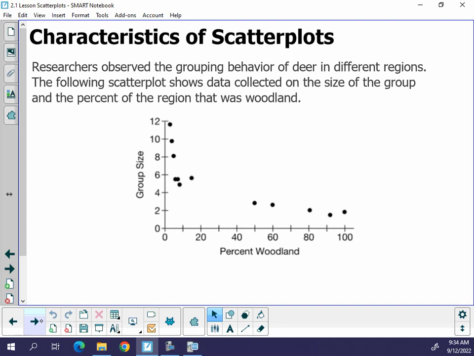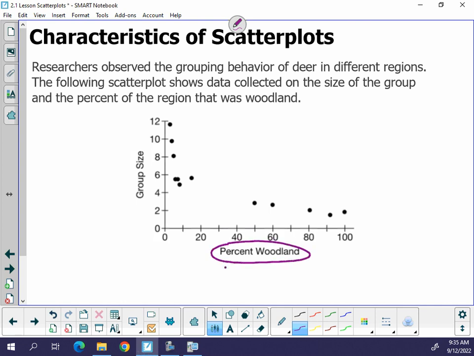So let's talk first about the characteristics of a scatter plot. Scatter plots have two axes. We have this horizontal axis that we will call the explanatory variable. I like to remember that because it's got the x in there, and this is typically, in past math classes, the x-axis. And so our old y-axis is going to be our response.